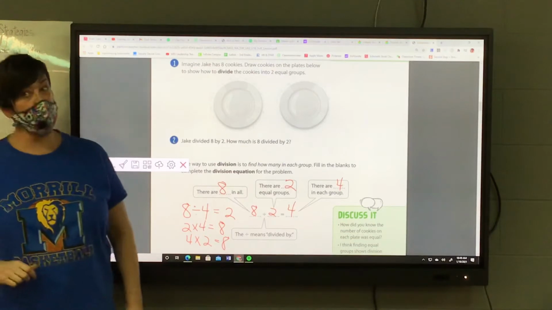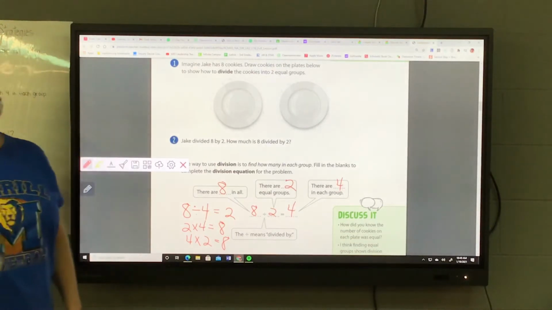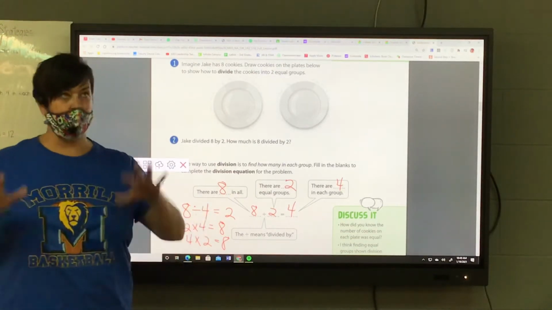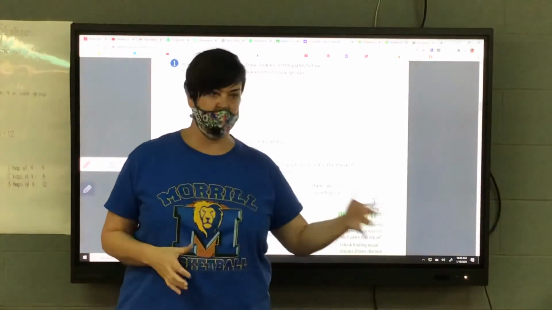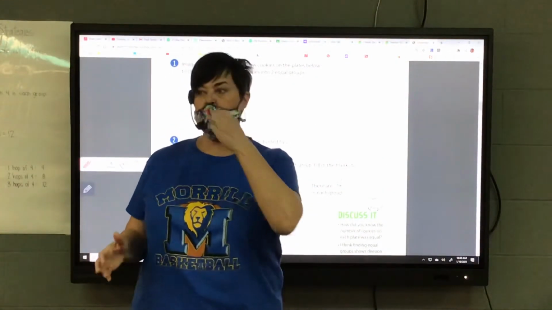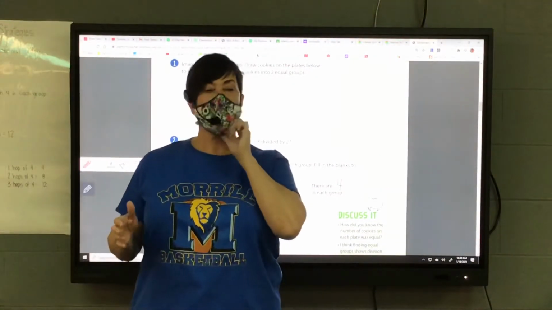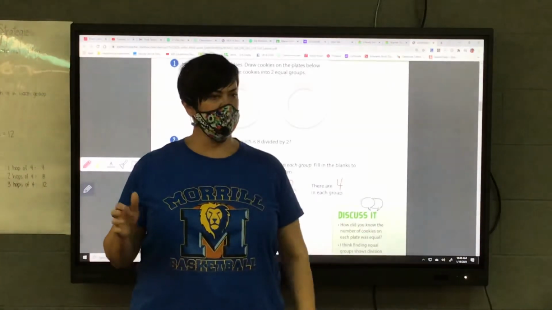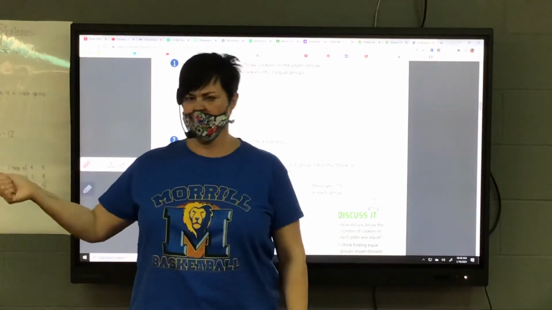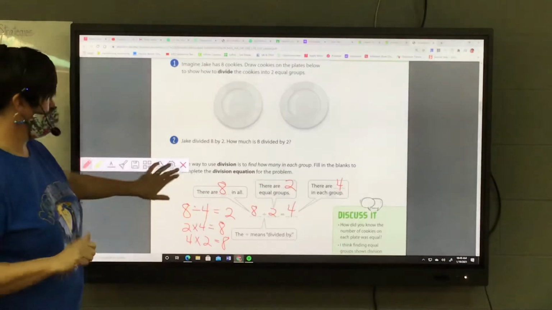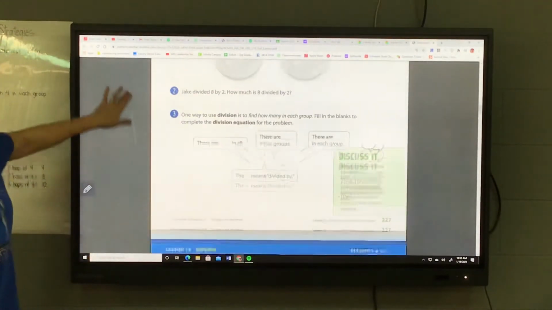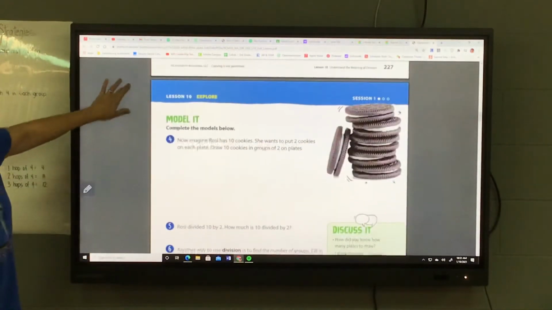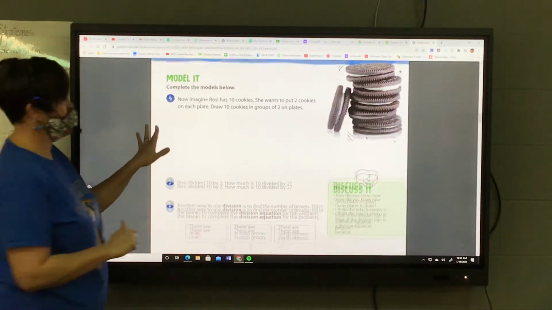It's pretty cool, really. Is multiplication and division that much different than addition and subtraction? Do you remember talking about fact families in, was it 2nd grade? Yeah, 2nd grade and 1st grade. Okay. Let's look at page 228.